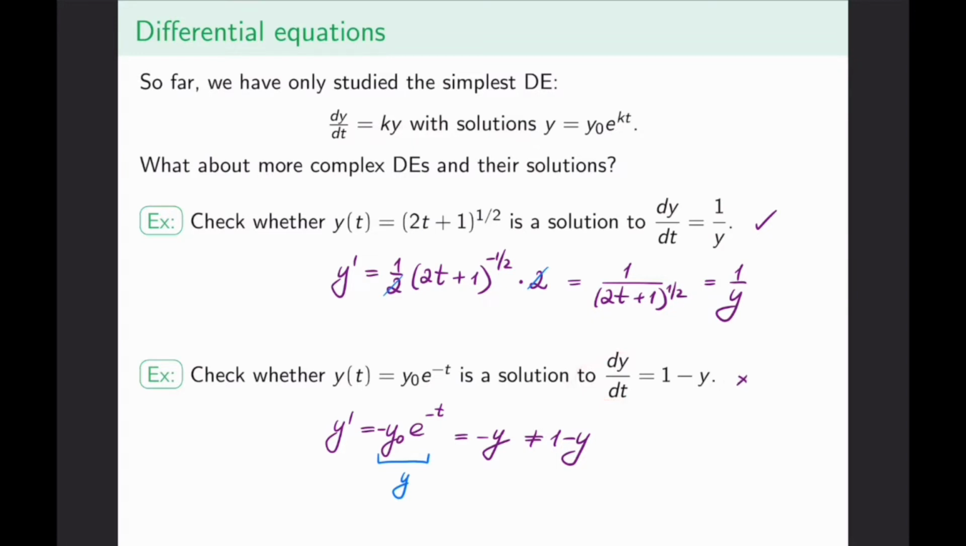So again, checking whether something is a solution or not is simply figuring out the derivative of this and seeing if the derivative in fact satisfies the equality given in the differential equation.